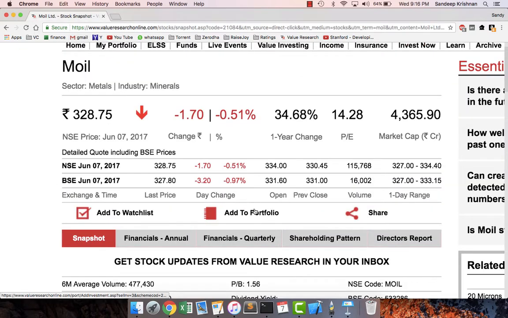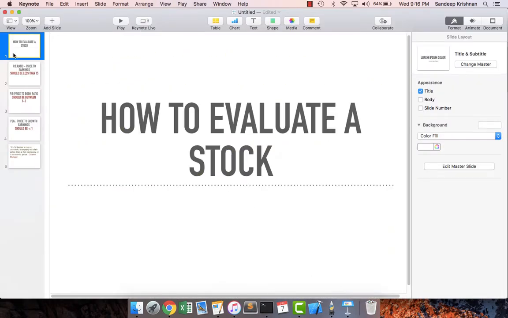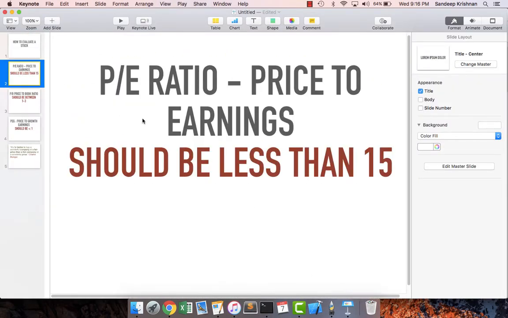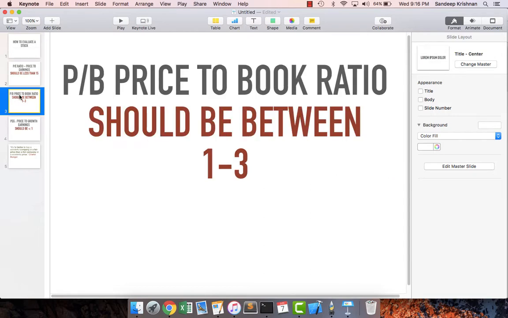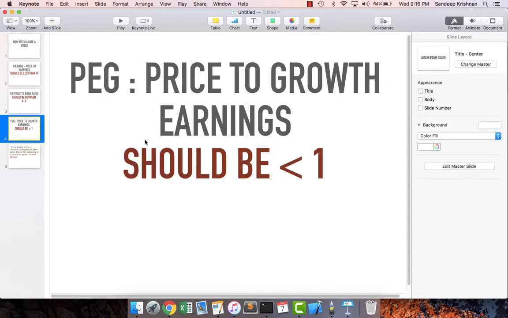So with that, I'll sort of come back to my original pretext. Let's go back to it, and what we spoke about, let's just evaluate that one more time. So first is price to earnings ratio, should be less than 15. Second is price to book ratio, should be between 1 and 3. And third one is called PEG ratio, which is price to earnings growth, and it should be less than 1. So this is a fairly high level understanding.